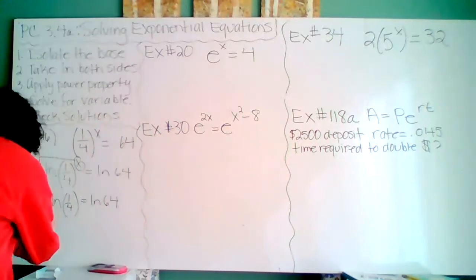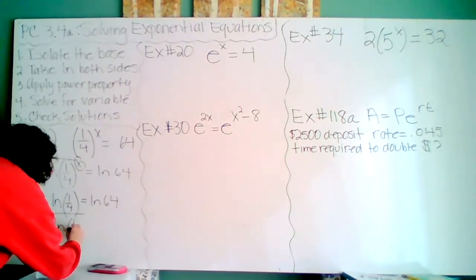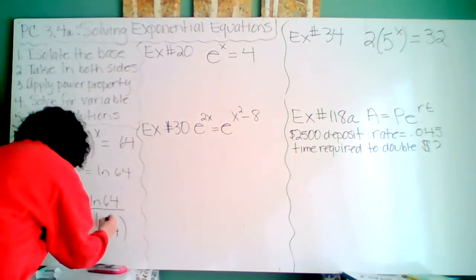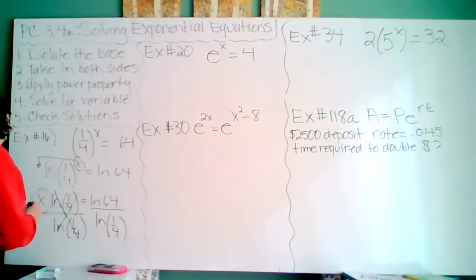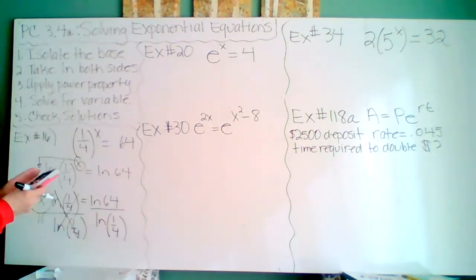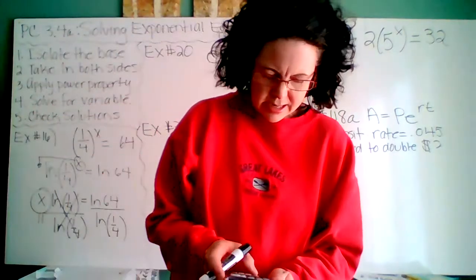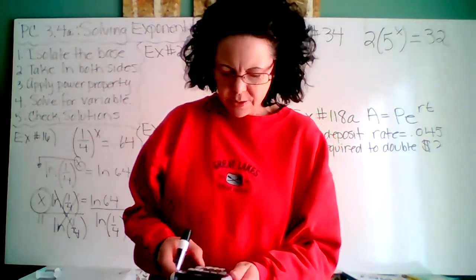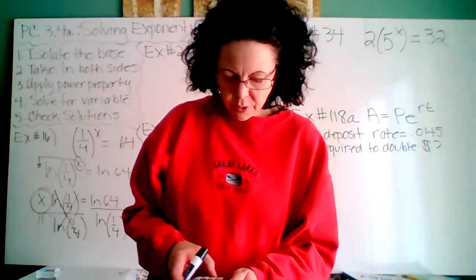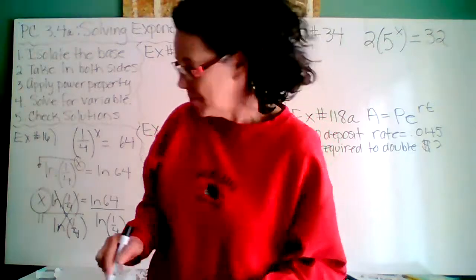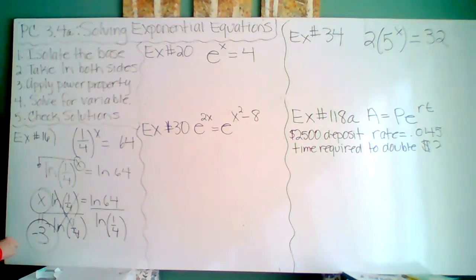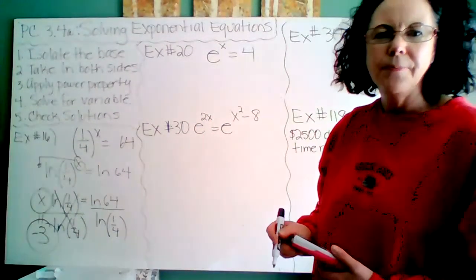So I'm going to divide by the natural log of 1/4 on both sides. And my x then will equal, coming down here, can you see that? Just making sure. Okay, the natural log of 64 divided by the natural log of 1/4 comes out to a beautiful -3. And of course, if we checked it, we would find that that is a true answer.